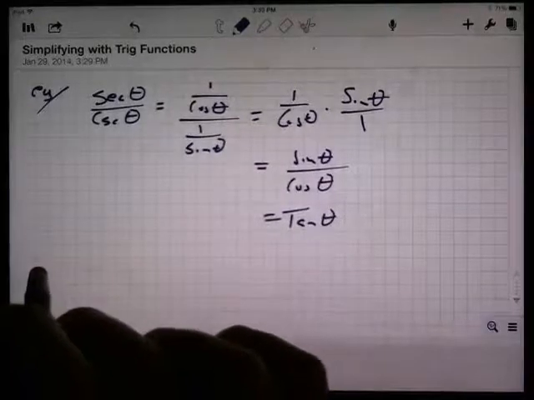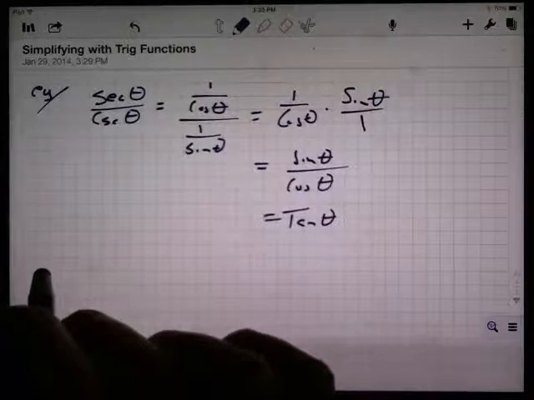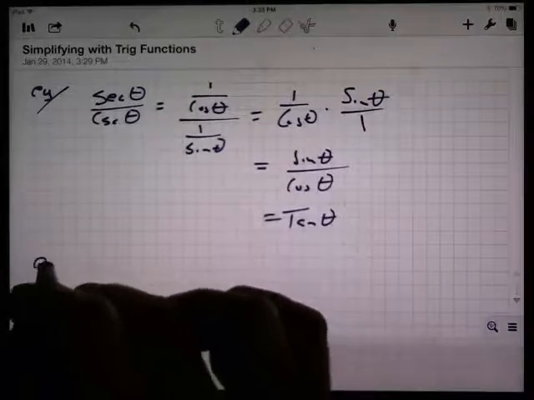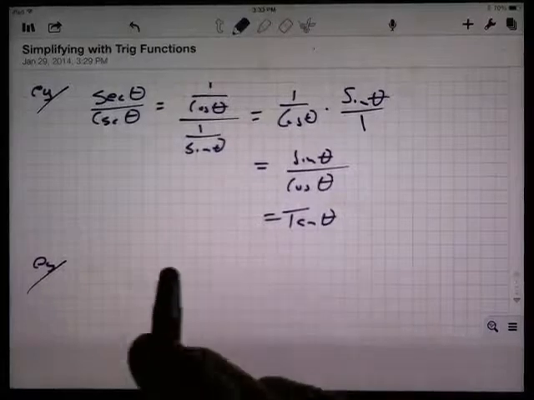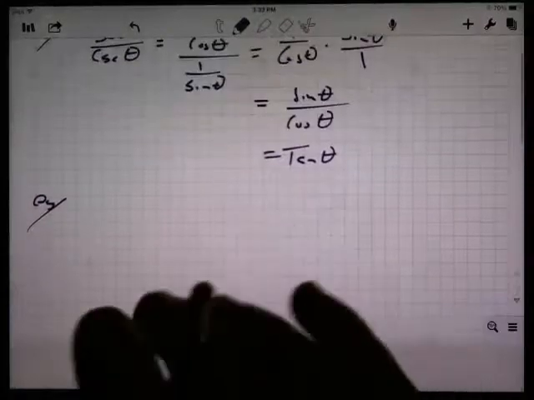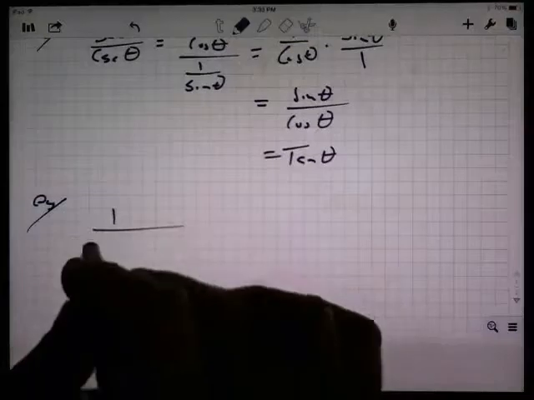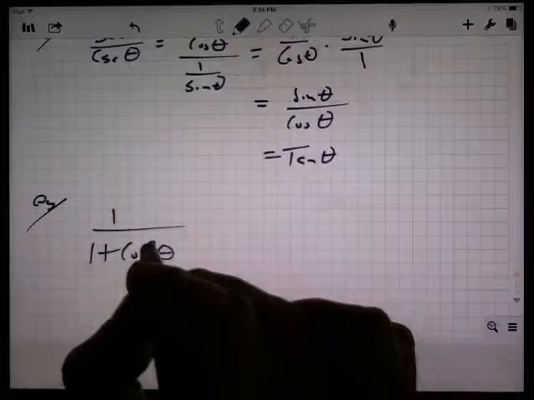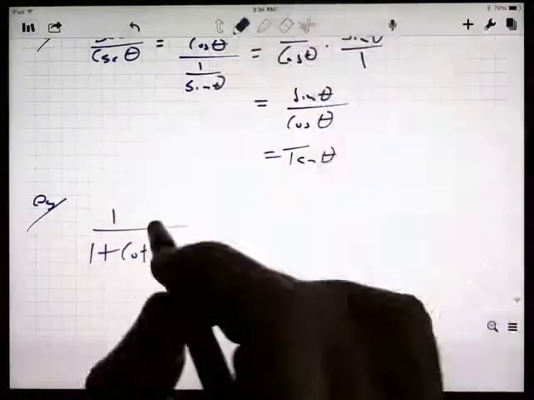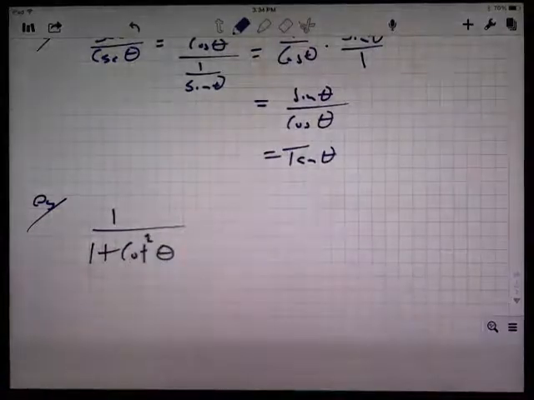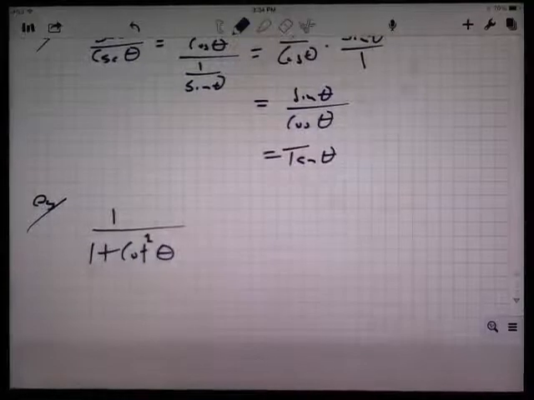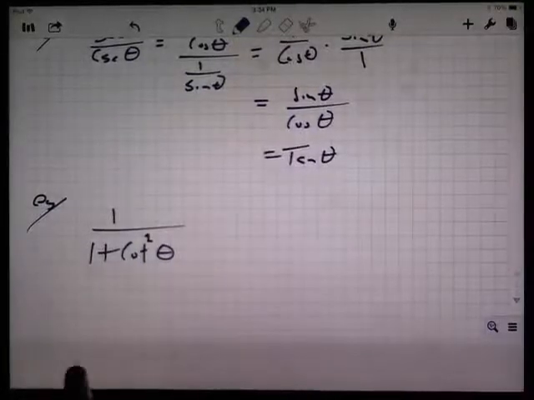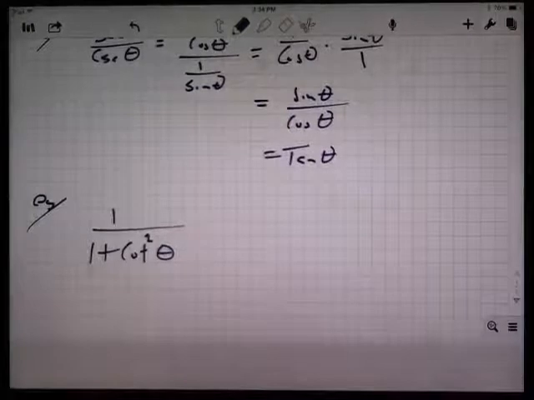Other things. How about something like this one? How about 1 over 1 plus the cotangent squared theta? This is one where I would probably do it differently now than I would have when I was your age. That is, when I was taking a trig class, a pre-calc class, I really liked sine and cosine, and I didn't really like the other ones.